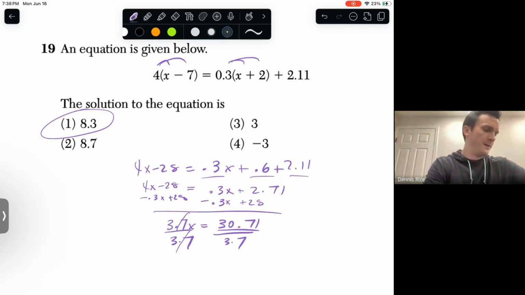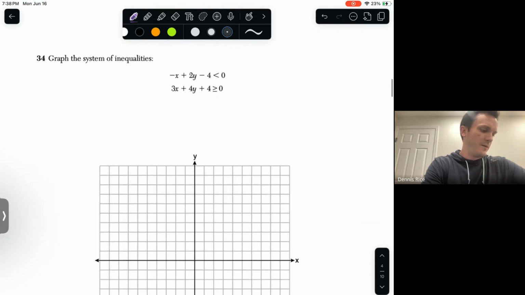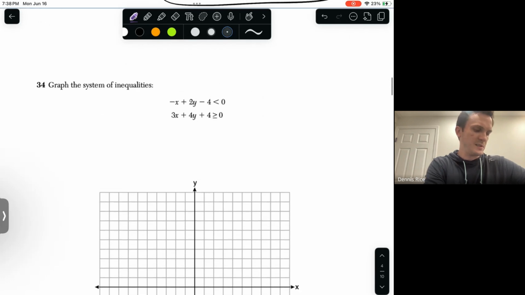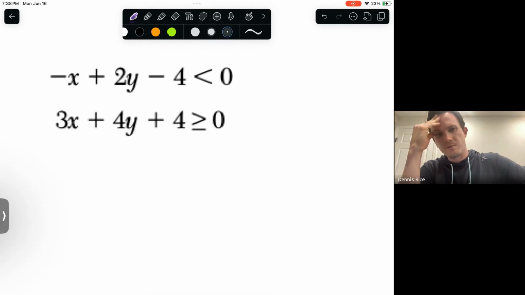Okay. I think I skipped something. Did I skip? Okay. I want to do this together. Graphing a system of inequalities, for a few reasons. One, this was the question we struggled with the most on the mock. We were just rusty with it.